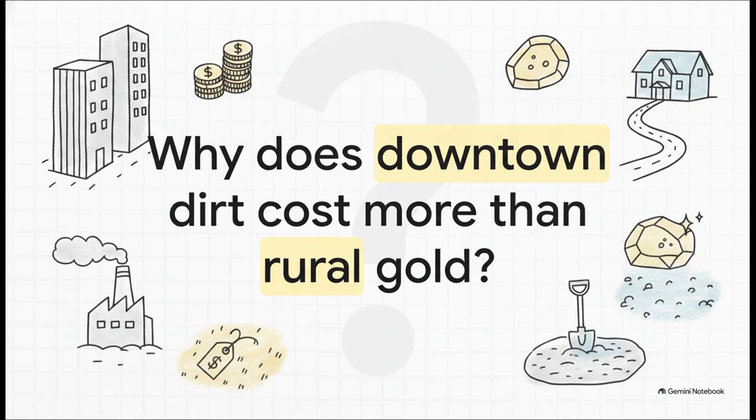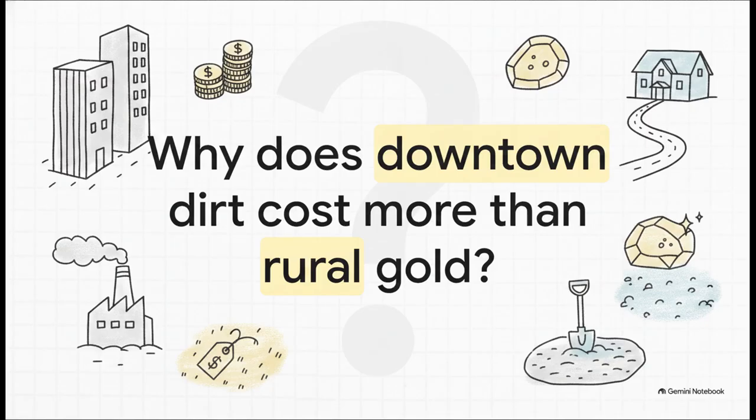Have you ever just stopped and wondered why a tiny, cramped little apartment right in the center of the city costs exactly the same as a massive, sprawling four-bedroom house out in the suburbs? Or, why is it that when you're walking through a downtown core, you only ever see towering corporate offices and high-end retail, but literally never a sprawling manufacturing plant? I mean, why does downtown dirt cost more than rural gold?